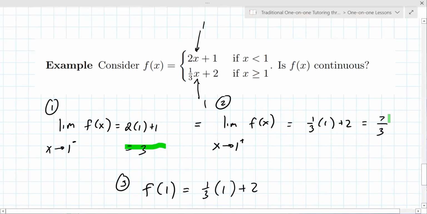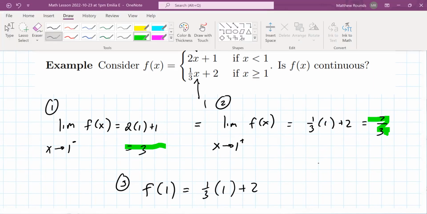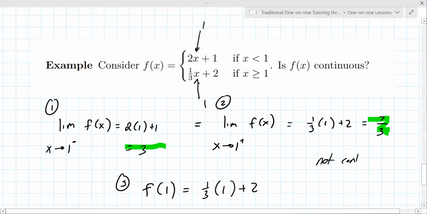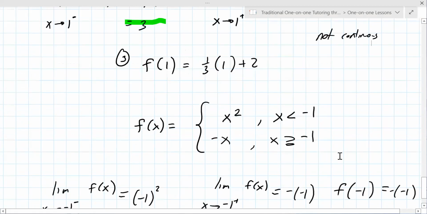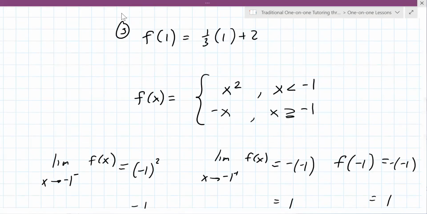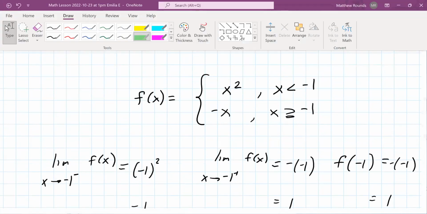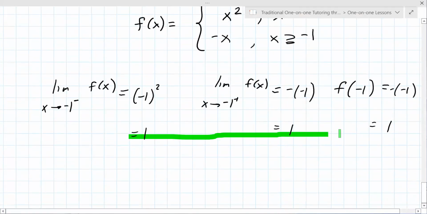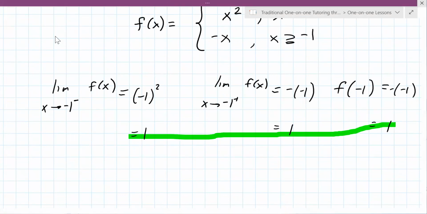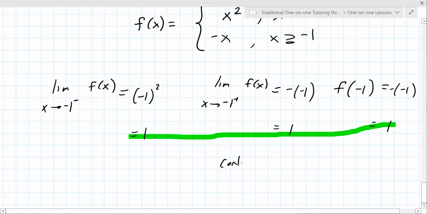Yeah. So they're different. So this is not continuous. Oh, it's not. They have to be the same. Whereas the one we just did, they're all the same. So we're happy. We're like, okay, they're all the same. Continuous. Okay, cool.